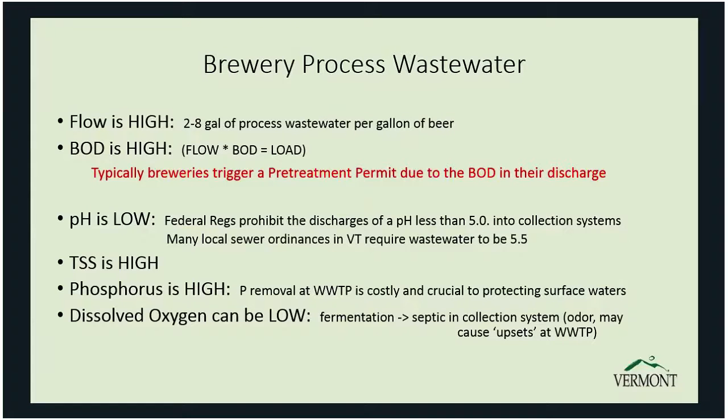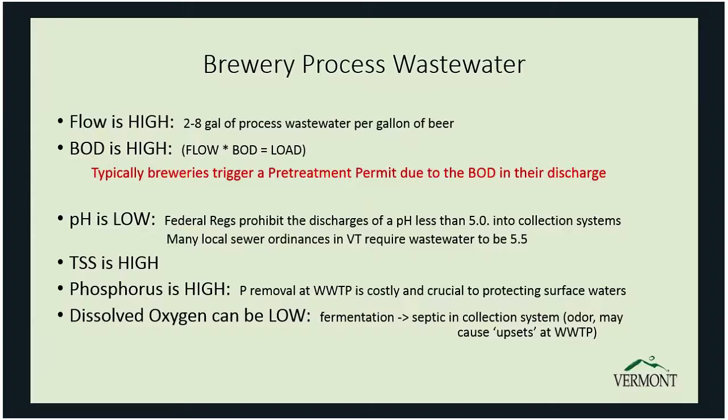It's also important to note that the volume of wastewater impacts the collection system and the treatment plant. And a typical brewery process wastewater has really high flows. So you're talking about 2 to 8 gallons of waste generated per gallon of beer. And the way that we determine the eventual BOD load to that plant is to look at the volume of the discharge and the concentration of the BOD to get an actual load. And typically breweries do trigger a pretreatment permit due to their high BOD in their discharge. And we will get into that later in the presentation.